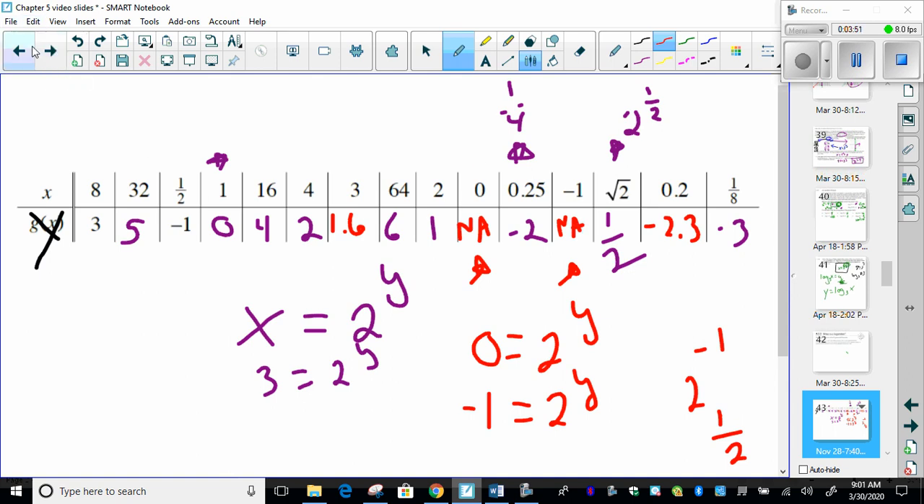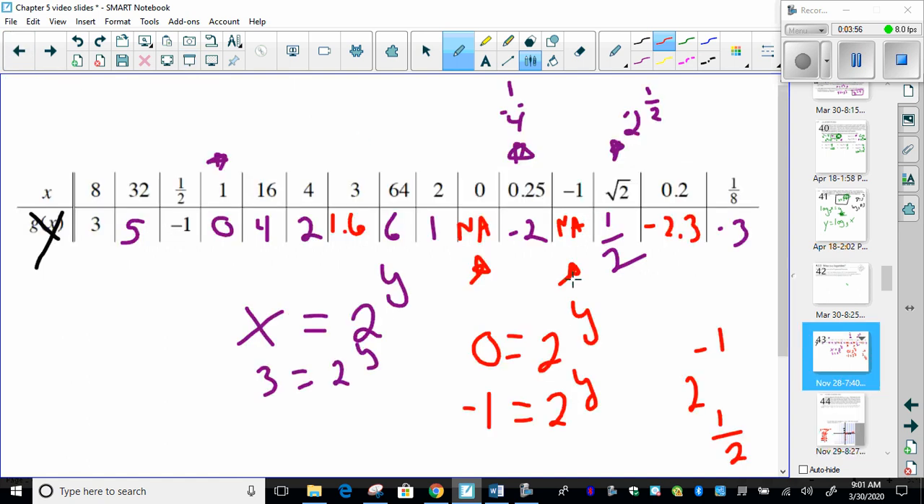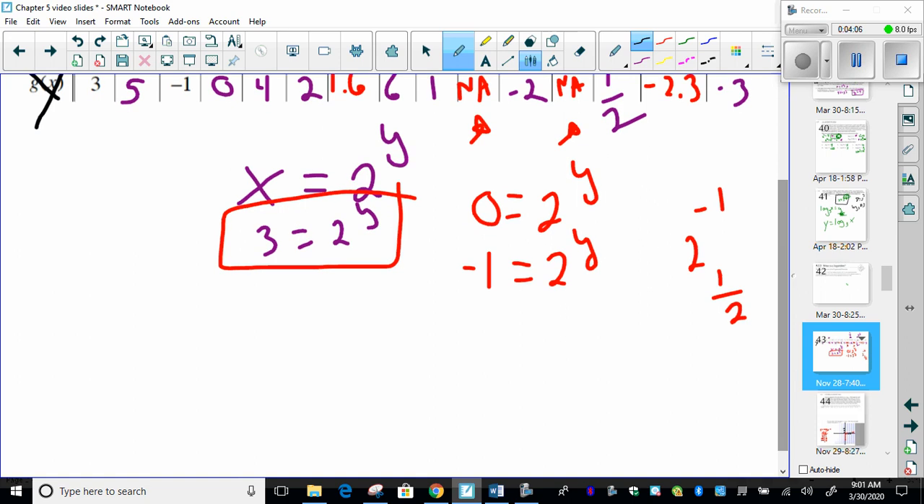Okay, second one. Oh, sorry. One other thing. So we said this is 3 equals 2 to the y. So rewrite that based on what we just learned the other day. Rewrite that so that my y value is no longer an exponent.